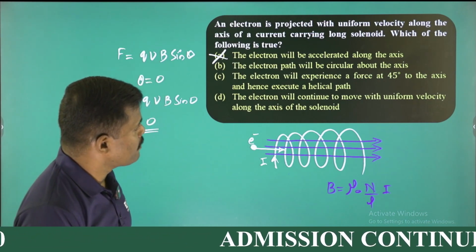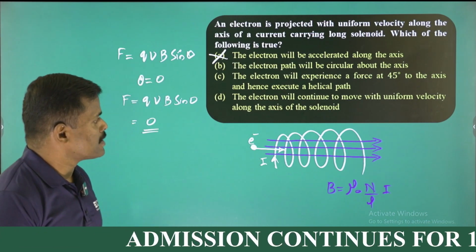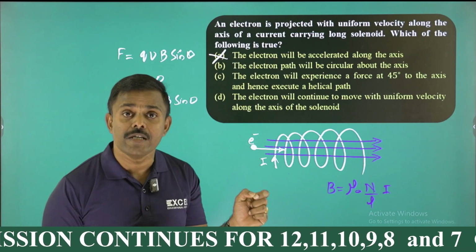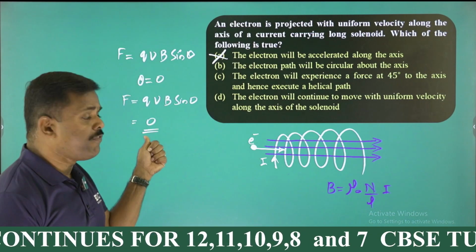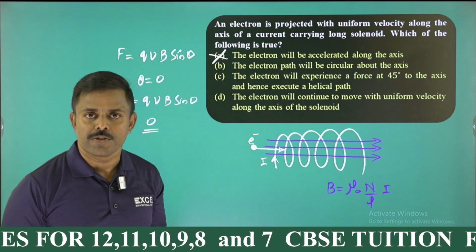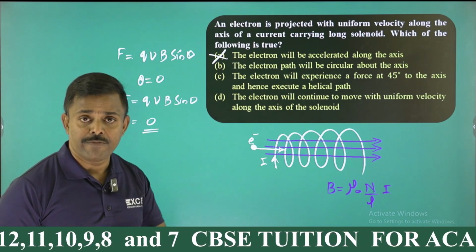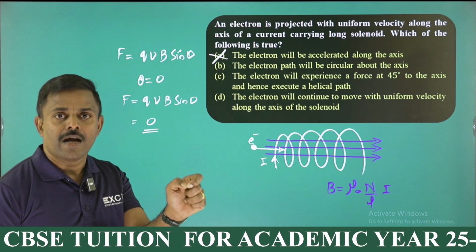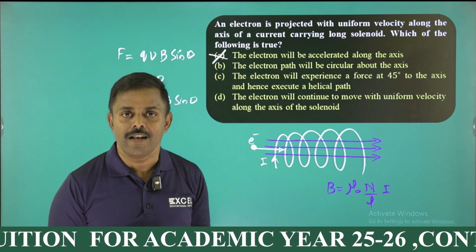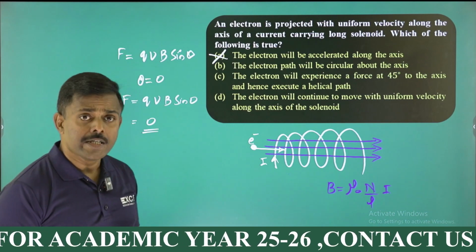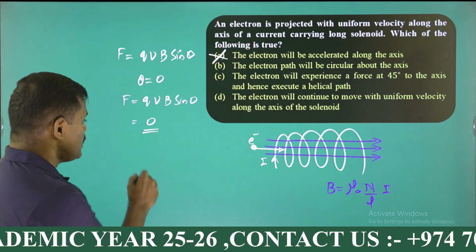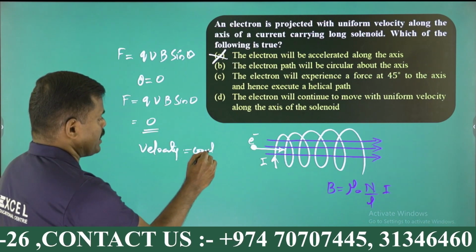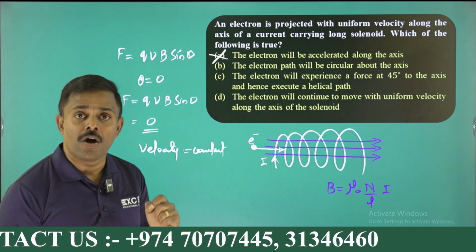Option D. The electron will continue to move with uniform velocity along the axis of the solenoid. Exactly. The electron will continue to move with uniform velocity, because if no force acts on the particle, the velocity will not change. That is what Newton's first law says, right? Every body continues to be at rest or in uniform motion along a direction unless it is compelled by an external unbalanced force. So, since no force is acting on the particle, the velocity of the particle is a constant. So, the particle moves with constant velocity along the same direction.